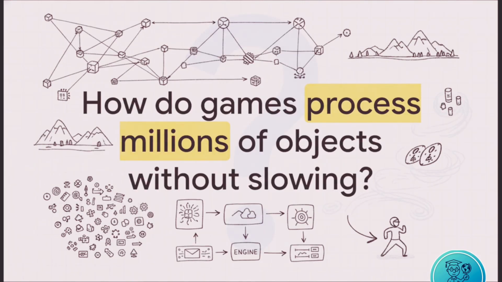So think about it. How do real-time simulations, whether we're talking about a sprawling open-world game or a hyper-realistic physics model, how do they process millions of objects in literal milliseconds without a single hitch? It's a massive engineering hurdle. And the secret here, it doesn't lie in just throwing faster hardware at the problem. It actually lies in how developers fundamentally structure their data under the hood.